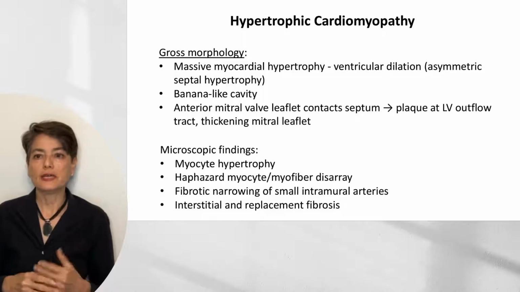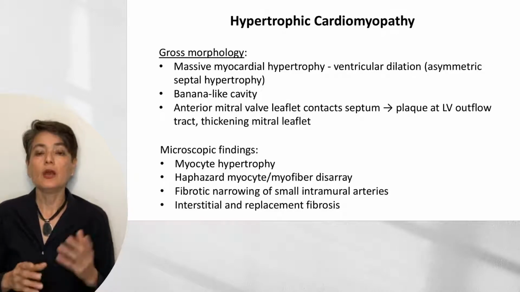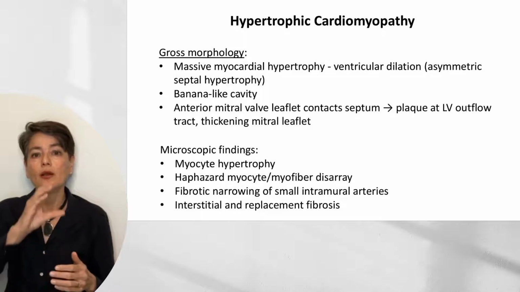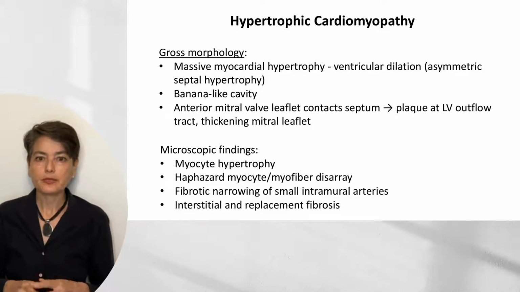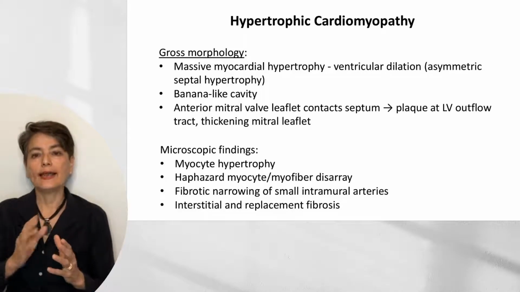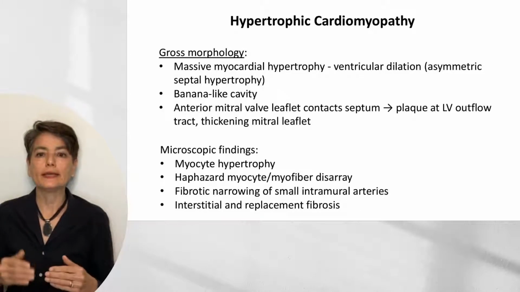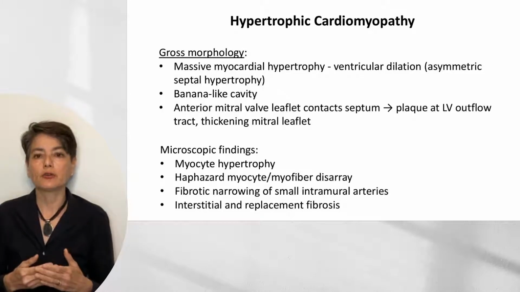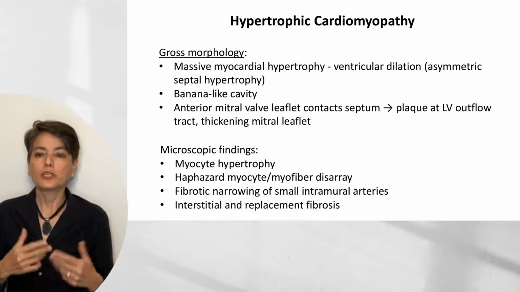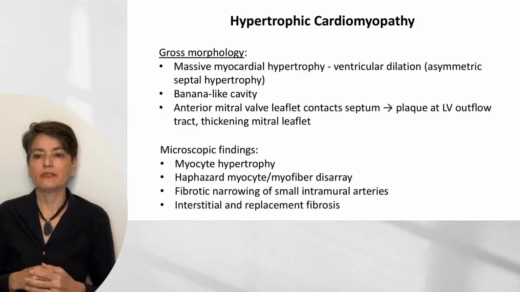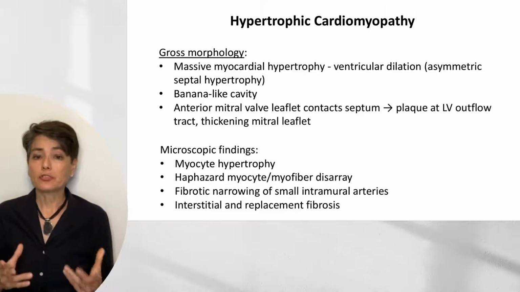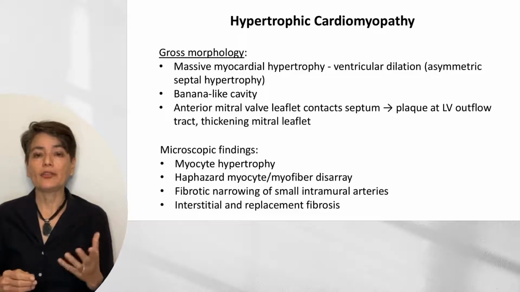We also will see an asymmetric septal hypertrophy, which is going to lead to what I discussed before, the banana-like cavity. Now, because of this asymmetric thickening of the septum, we can get striking of the anterior mitral valve leaflet against the septum, which could cause a fibrous plaque at the left ventricular outflow tract and thickening of the mitral leaflet. And microscopically, we have some pathognomonic findings.